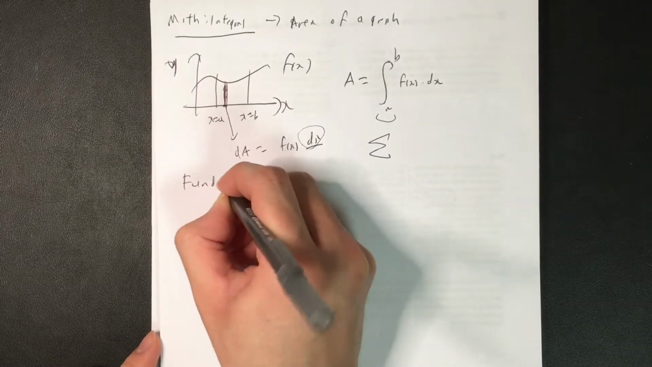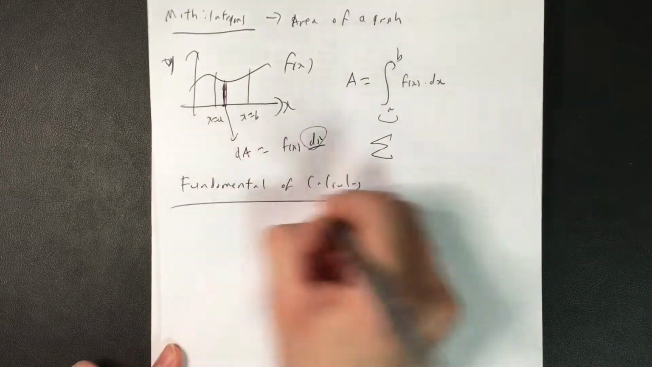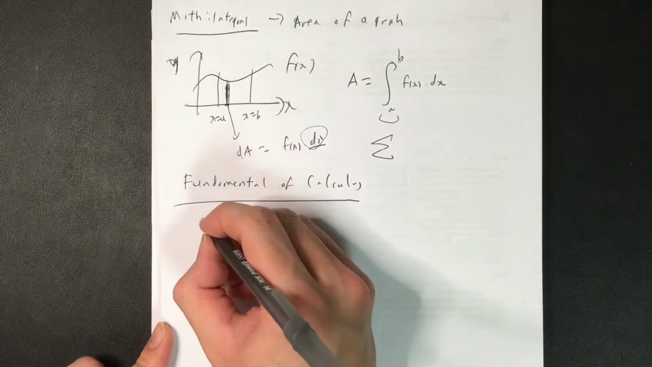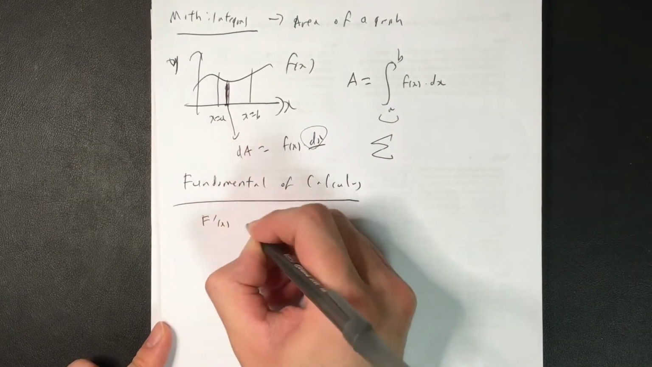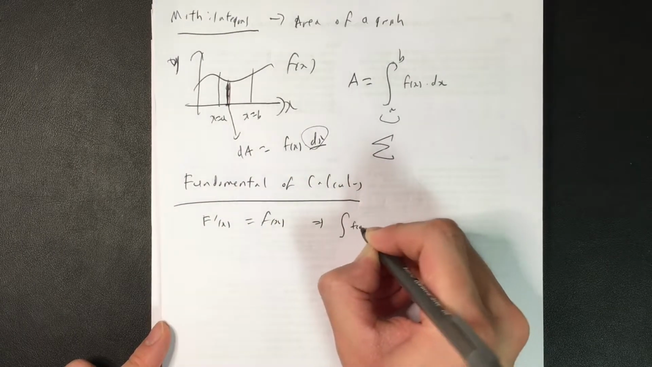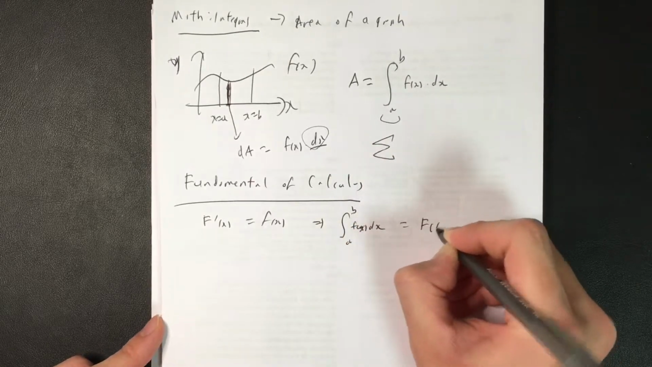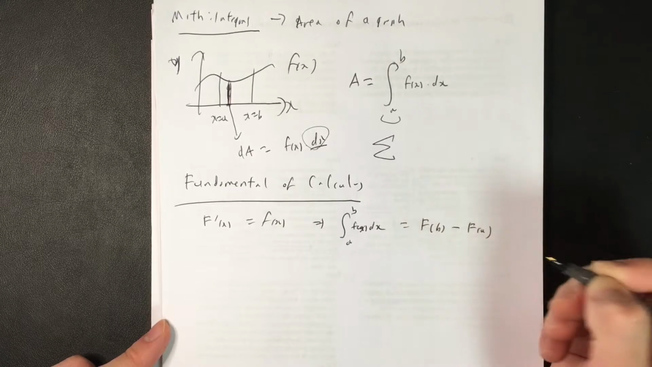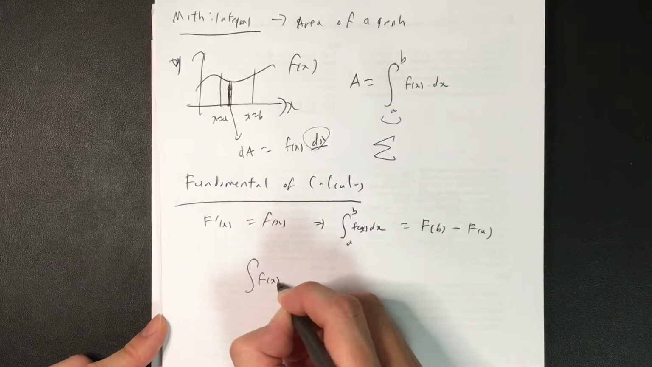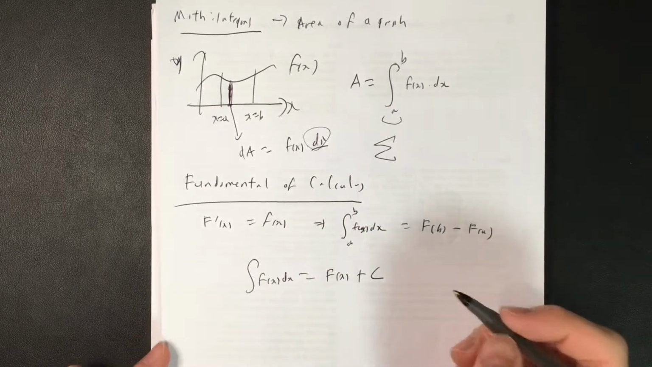And the fundamental theorem of calculus, this is probably the most important theorem for learning calculus, is that if big F prime of x equals f of x, then the integration of f of x dx from a to b equals big F of b minus big F of a. And in general form, the integral of f of x dx is big F of x plus some constant c.